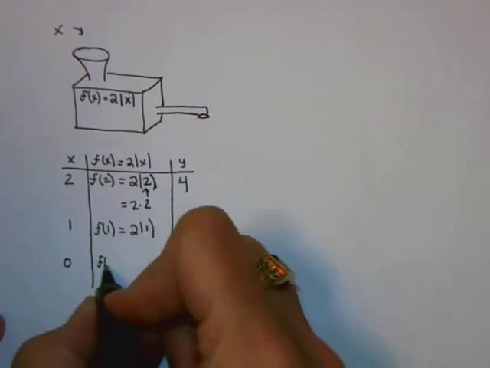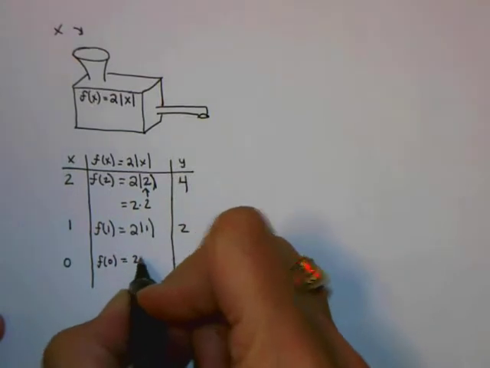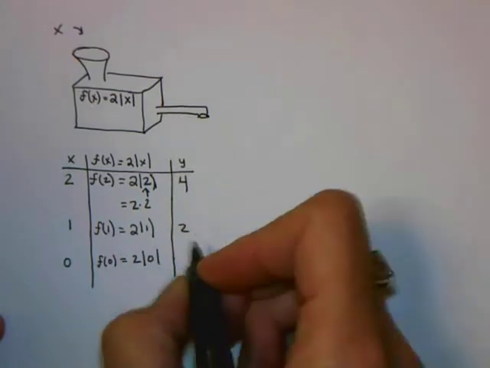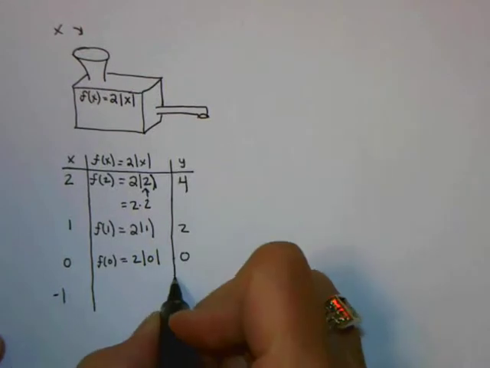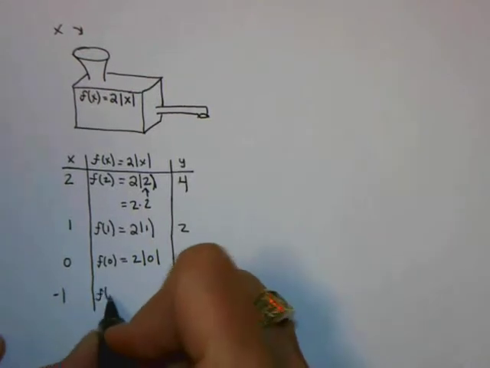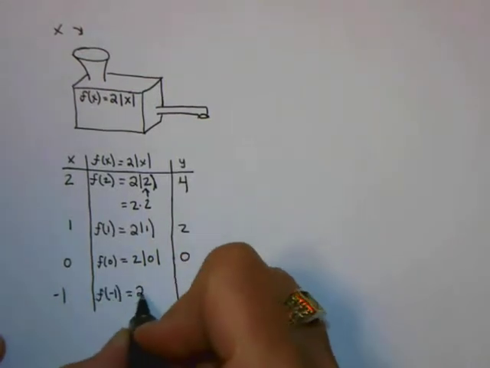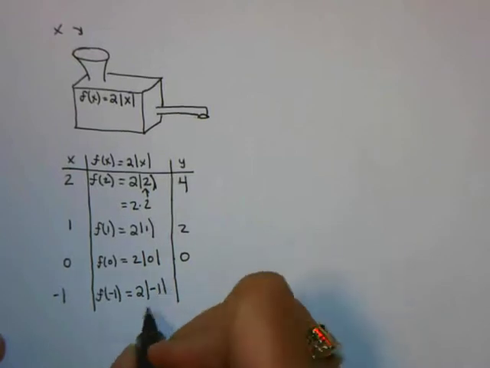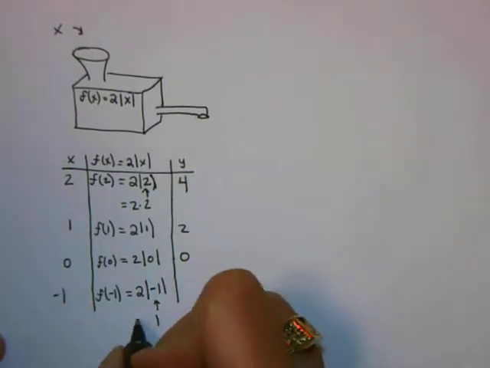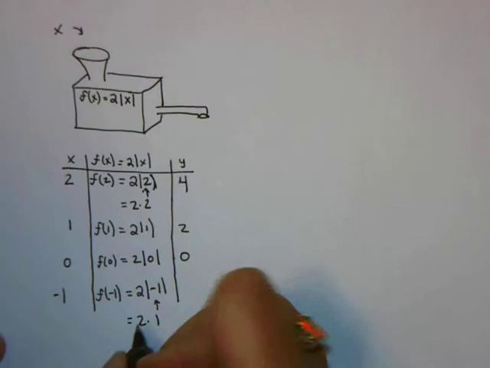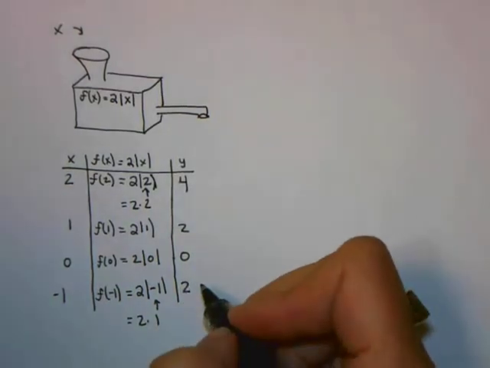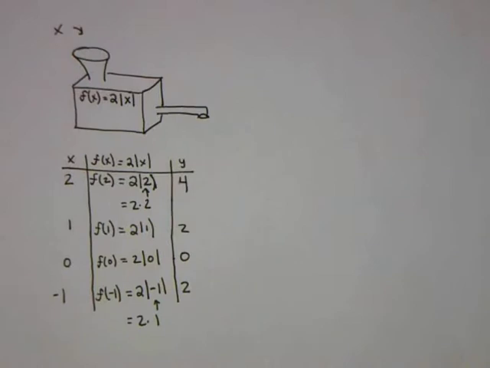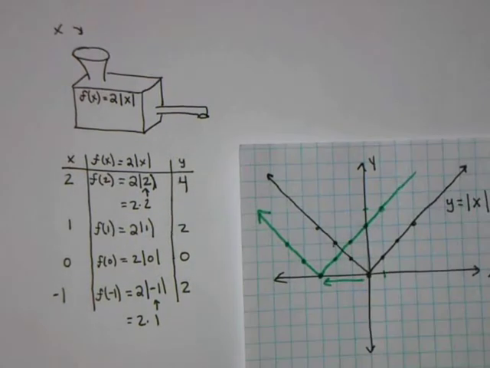When we plug in 0 for x, f of 0 is 2 times the absolute value of 0. That's 2 times 0, which is 0. When we plug in a negative number for x, this is where our function is going to turn around. F of negative 1 is 2 times the absolute value of negative 1. The absolute value of negative 1 is just 1. So the value of the function at this point is 2 times 1, or positive 2. Here's where our function has turned around. Let's add this one onto our graph as well and see how this changes.